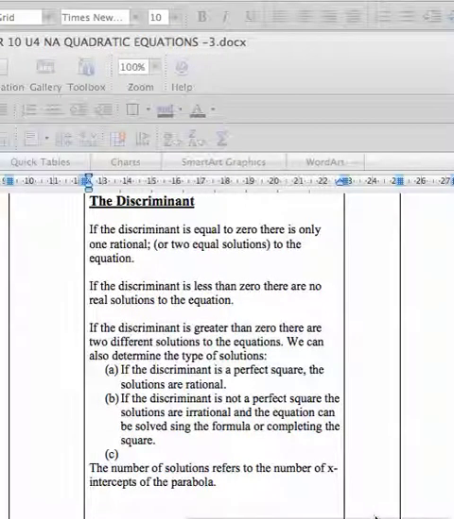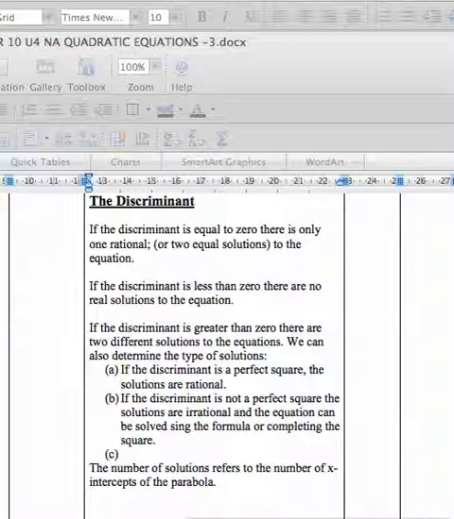Hi, so for this session we'll be looking at the discriminant. The discriminant is basically an expression that is found in the quadratic formula that we can use to determine what types of solutions we will have before doing any working out. And what we mean by solutions are any x-intercepts, okay?